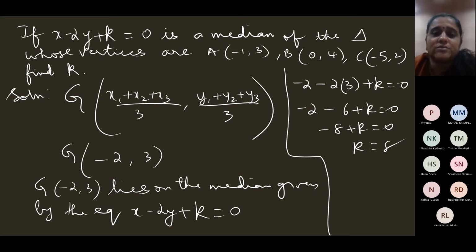The centroid divides the median in the ratio 2:1. The centroid divides the median in the ratio 2:1.